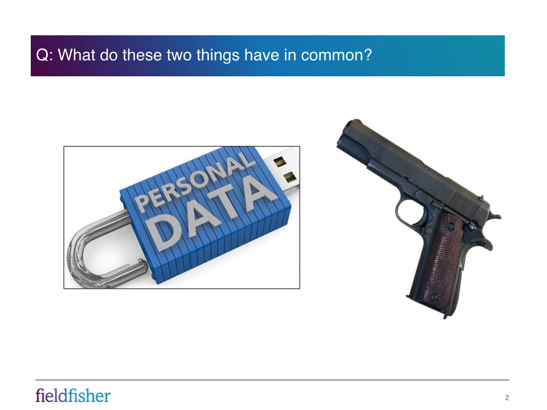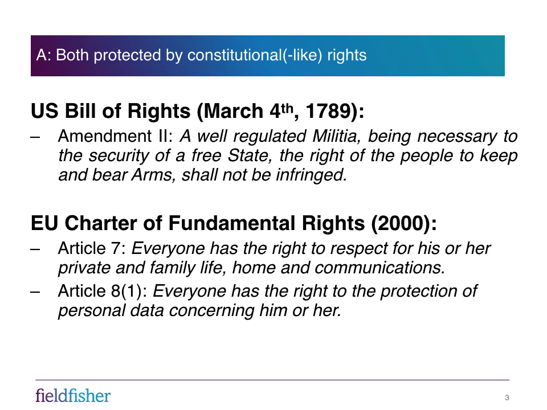So first off, this is a question I like to pose to anyone when they're thinking about European and US data protection rules. I found it a particularly effective way of explaining to our US clients the importance of data protection in the EU. So just think for a moment, what do these two things have in common? Personal data and a firearm. Well, if you're wondering what the answer is, it's this: both are protected by constitutional-like rights.